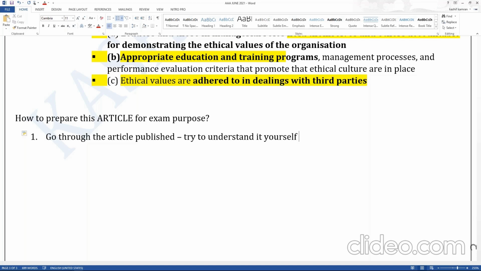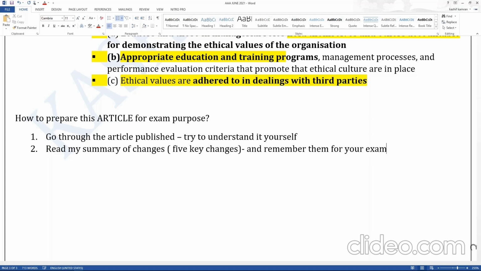Now, you also have my webinar where I've covered the article. So that will really help you. But first, go through the article published, and try to understand it yourself. Secondly, read my summary of changes, the 5 key changes which have been brought in the article, and remember them for your exams, right? So read through my summary, the 5 changes, and remember them for your exams.